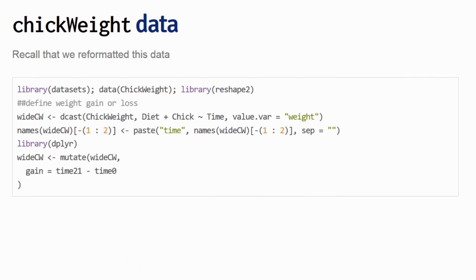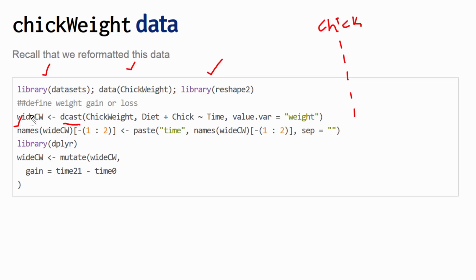Recall the chick weight data that we looked at in the last lecture. We're going to do library datasets, data ChickWeight, and then remember that we needed the reshape2 package to get it in the format that we wanted. Specifically, the chick weight data is such that it's like this: chick 1 1 1 1 1, and then it has a bunch of measurements for that chick at several different times. So this is a so-called long format. We want it in a wide format, so we're going to use the dcast function.